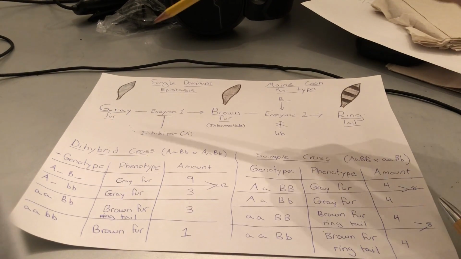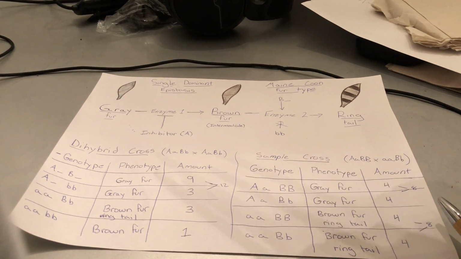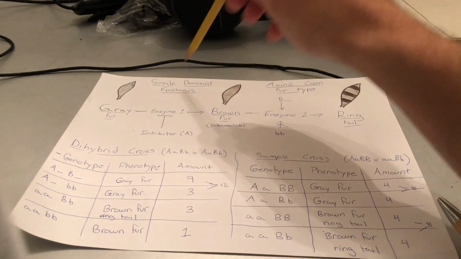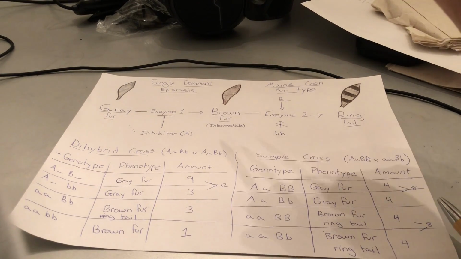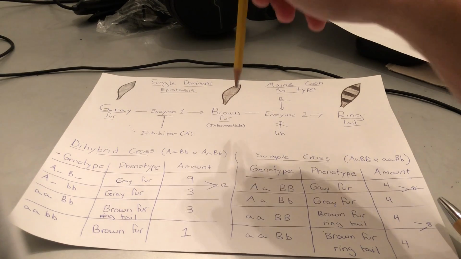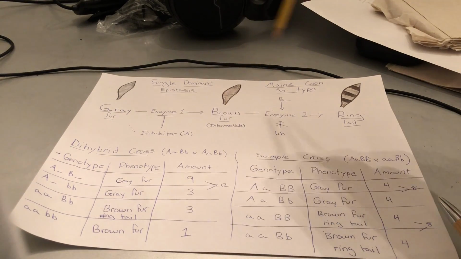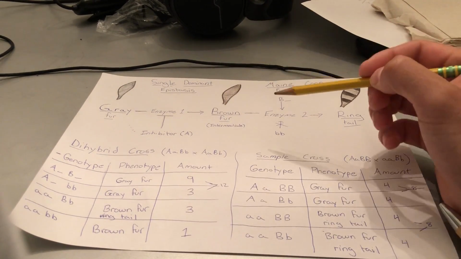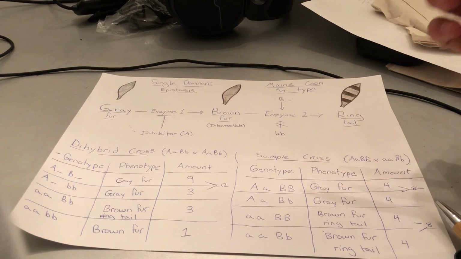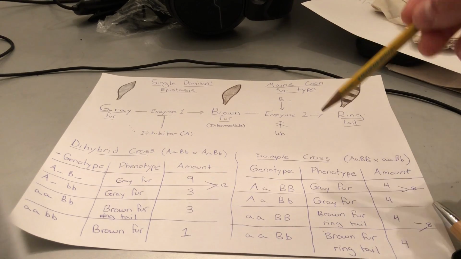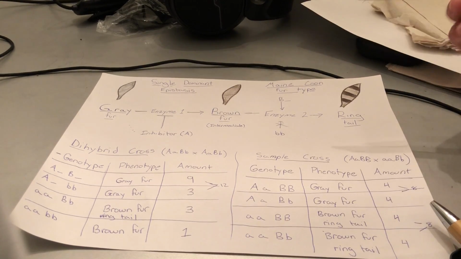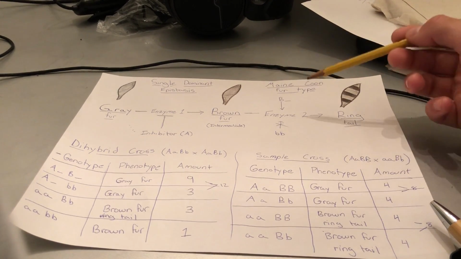The way we're going to be looking at this is, gray for color is going to be anything with a single dominant allele, so big A in this case. Brown is going to require that it be homozygous recessive, so little a. And then if it is brown, it has the possibility of having a ring in the tail or multiple rings in the tail or not.